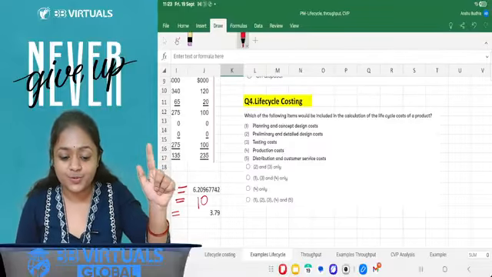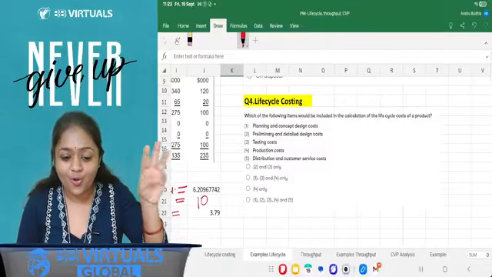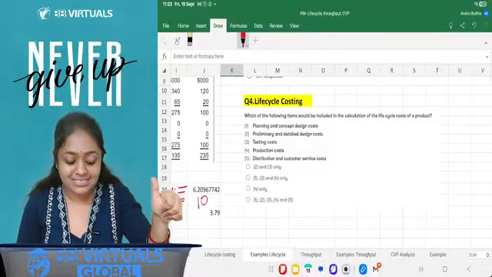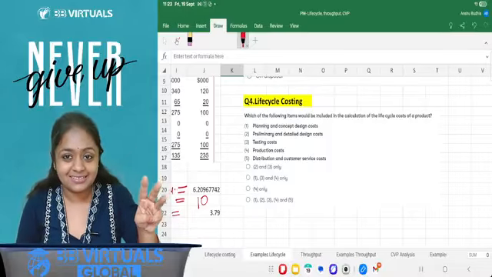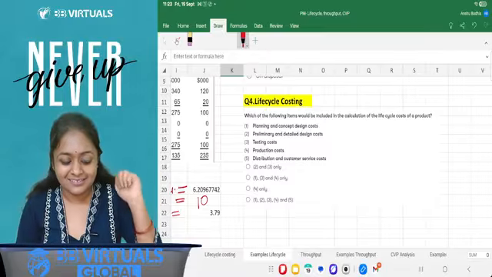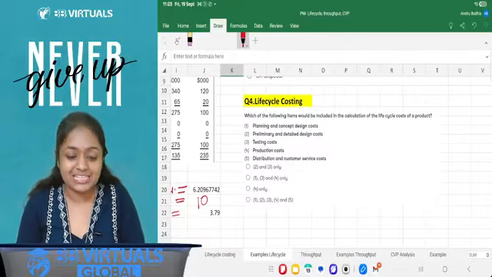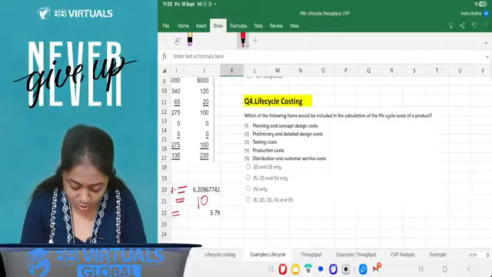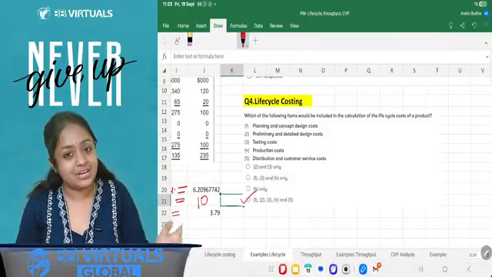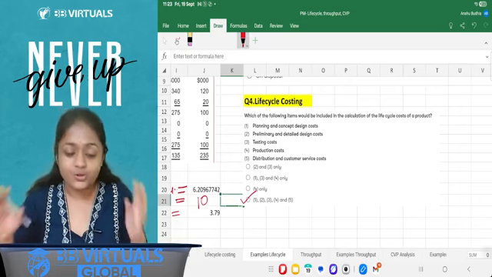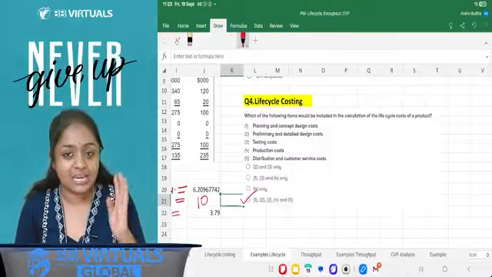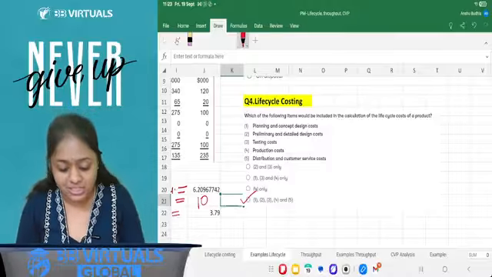Do I have the correct answer? Yes, very good. All costs. As I told you, in life cycle cost, all costs are included. So now we are done with life cycle costing. Any questions, any doubts, please put them in the chat box.